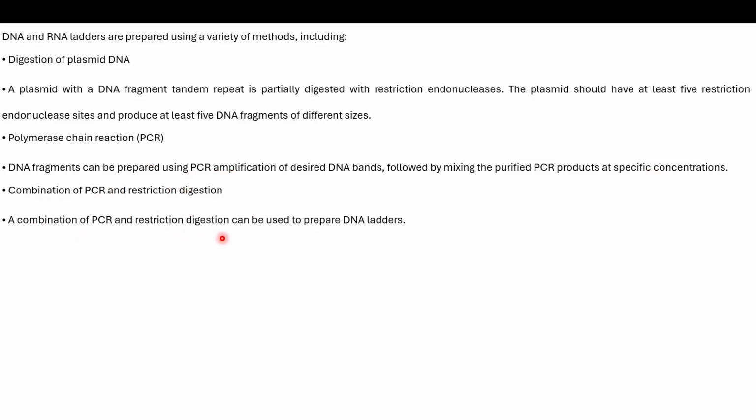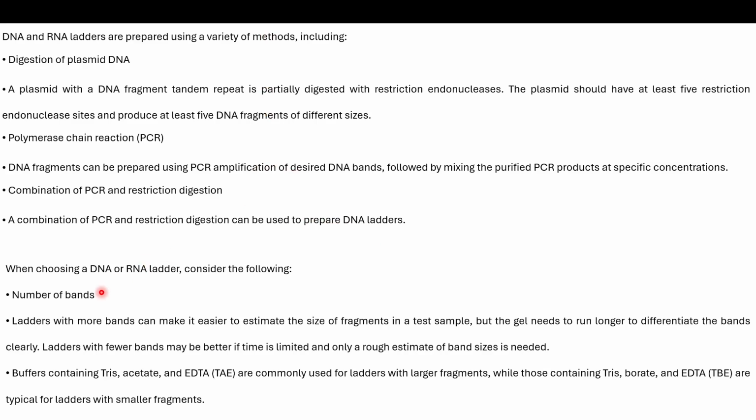A combination of PCR and restriction digestion can be used to prepare DNA ladders, as we saw above. Okay. So when you are actually choosing a certain type of DNA or RNA ladder, or you are about to prepare one, what should be considered? What are the different kinds of things to be kept in mind?